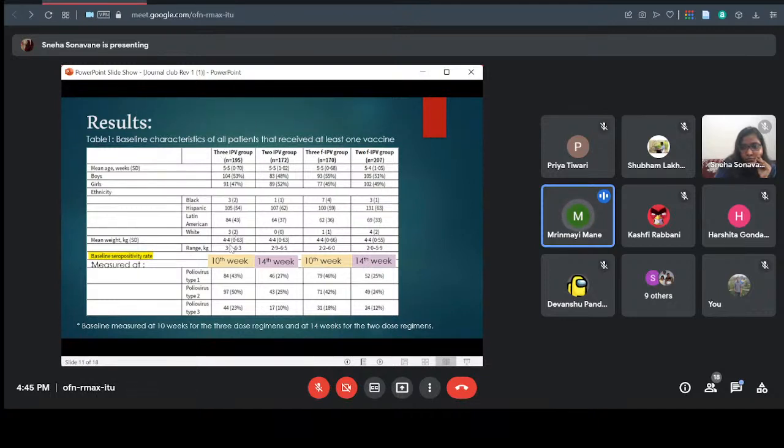So as you all can see in this table, the seropositivity rates at the 10th week were higher as compared to the seropositivity rates at 14th week. So this decrease in seropositivity rates indicates the progressive decay of maternal antibodies. Next slide.